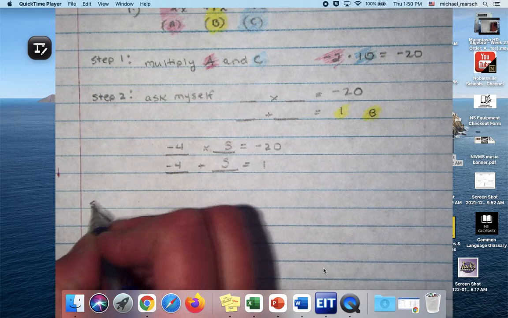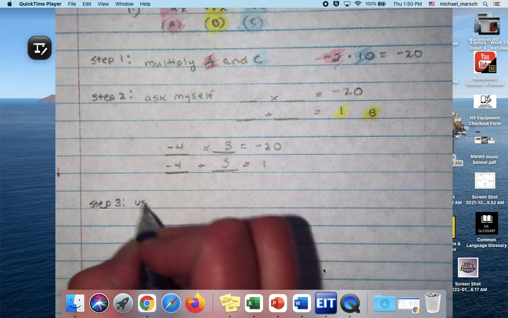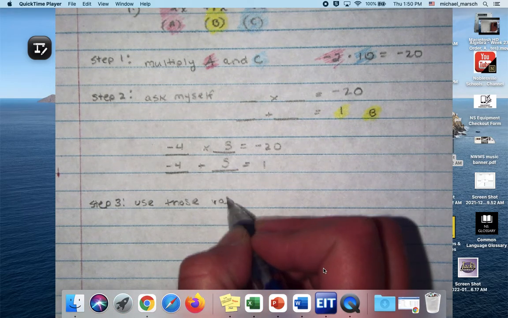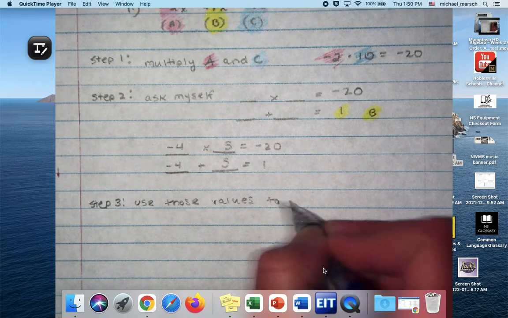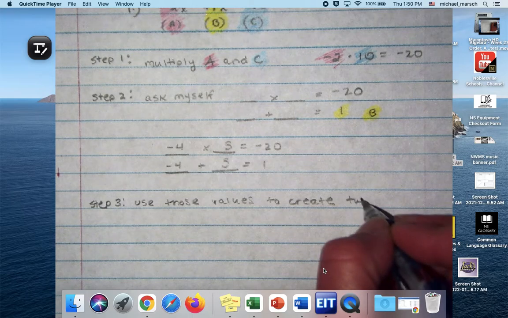Step 3. Use those values to create two quantities.